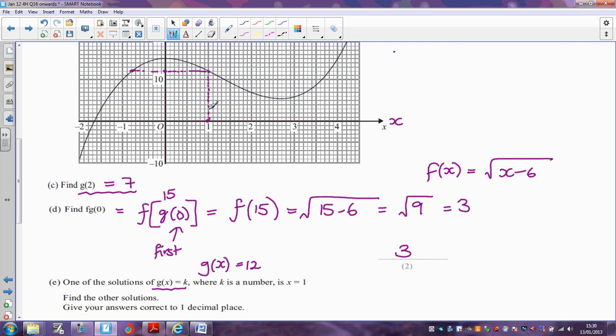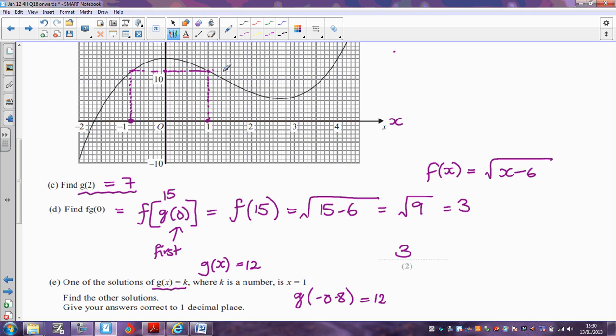Now, 1 is not the only x value which gives us a y value or a g of x value of 12. If we go across to the graph over here, this value here of x, in other words, minus 0.8, it's also true that g of minus 0.8 is equal to 12.